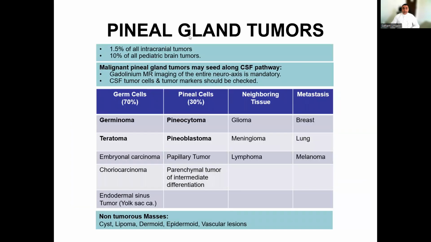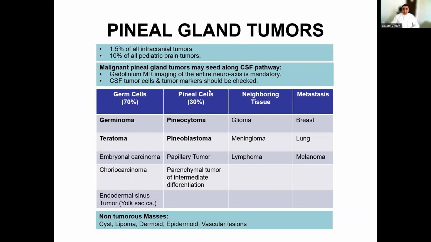Moving on to pineal gland tumors, we can classify them into tumors that are arising from the pineal gland, which are primarily the germ cells and the pineal cells, and tumors that are within the vicinity of the pineal gland, whether they are arising from the neighboring structures, such as the gliomas, meningiomas, and lymphoma, and metastatic lesions from elsewhere that may also reside in the region of the pineal gland.